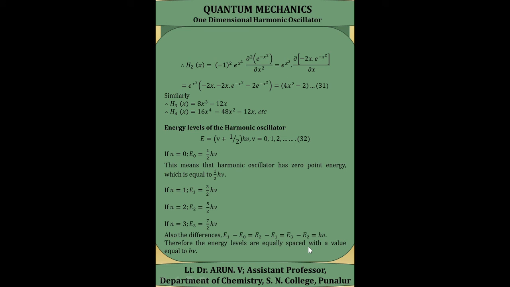If we take the difference between the consecutive energy levels, that is E1 minus E0, E2 minus E1, and E3 minus E2, we get the value of the difference equal to h nu. Therefore, we can say that the energy levels of a one-dimensional harmonic oscillator are equally spaced, or quantized, with a value equal to h nu.